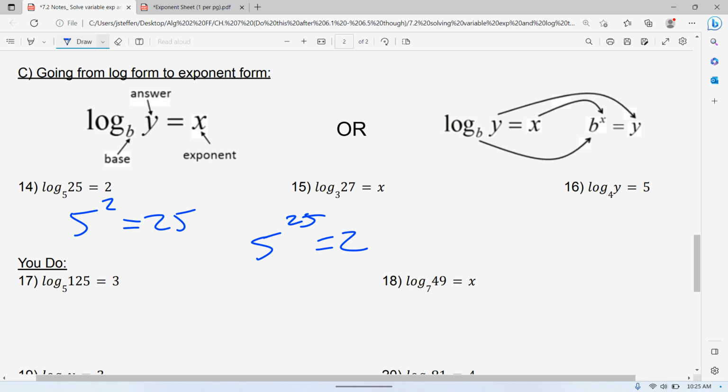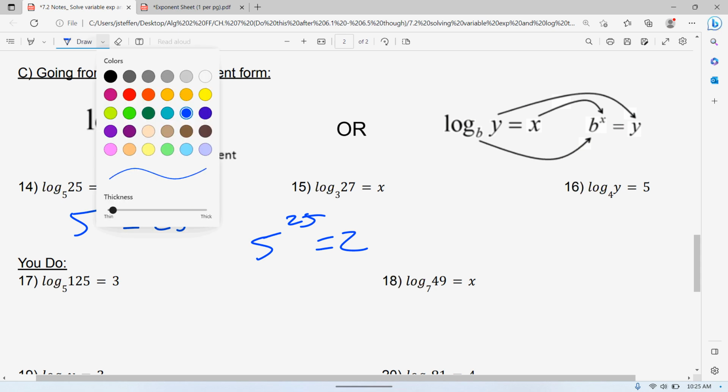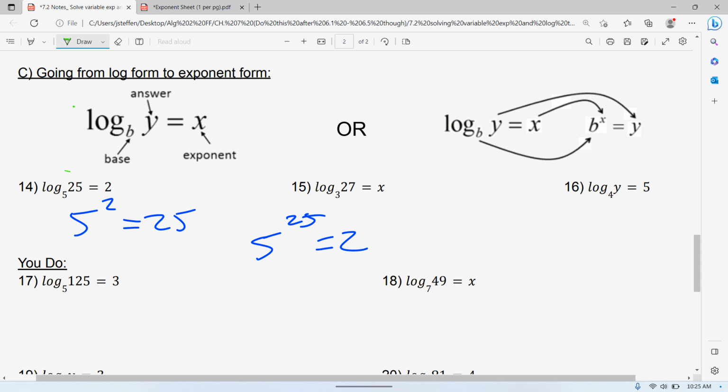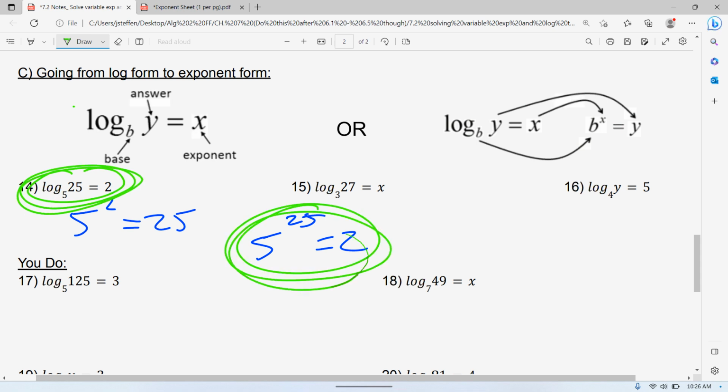That's one way to do it. That doesn't help you a lot when we have variables. However, one thing that I think helps is, like I said earlier, if this one is equal to 2, this one is certainly not going to be equal to 2. Doesn't make sense. If log base 5 of 25 is 2, why would I change it to just 5 to the 25? So they're not both going to be equal to the same thing. I think that helps me remember which one goes as the exponent and which one goes as the answer.